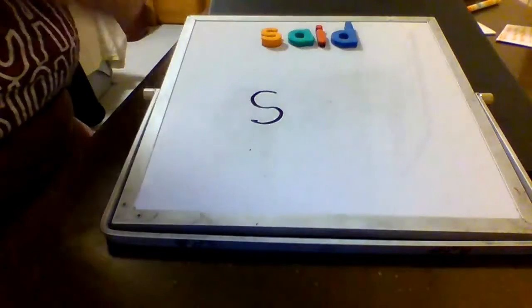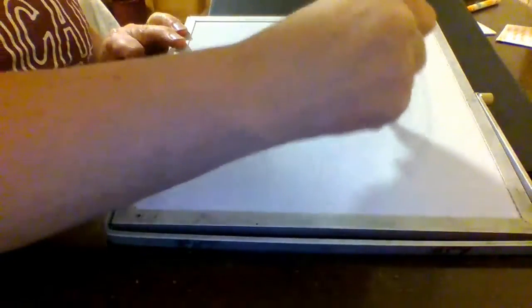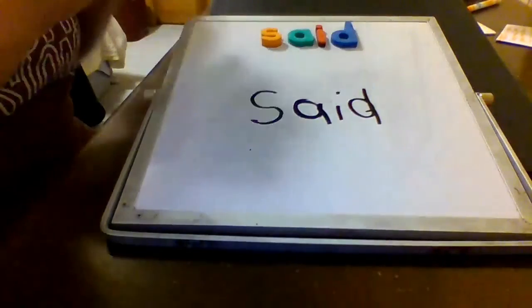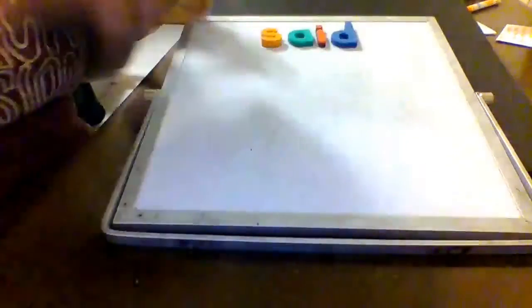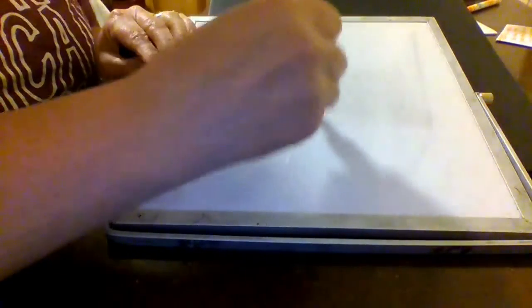And if they need the model, then we let them use the model, and then they can continue on and write the word. Once they can write it with the model, I might say, are you ready to write it without the model, without that word, and see if they can do it?